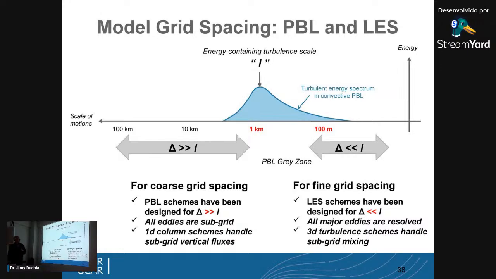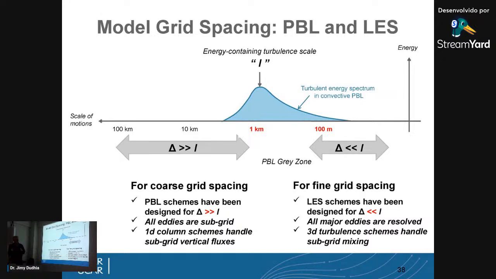So then you have the gray zone, and then you have the fine grid spacing, which is typically 100 meters or less, where you have large eddy schemes, which are designed for this. In this, you turn off the PBL scheme, and everything's done by basically a diffusion type scheme, because everything is now local fluxes. You're resolving the thermals, so you don't need the non-local vertical flux term. And it's basically a three-dimensional turbulence scheme.